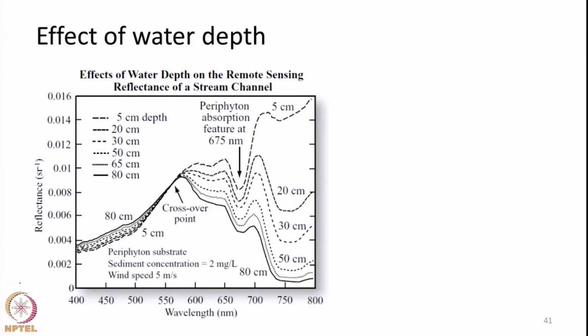Then the next feature we are going to see is the effect of depth of the water column. I already told you that if water is fairly shallow, then some portion of EMR can interact with what is present on the bottom surface and come out of the water body, and that signal we may see.